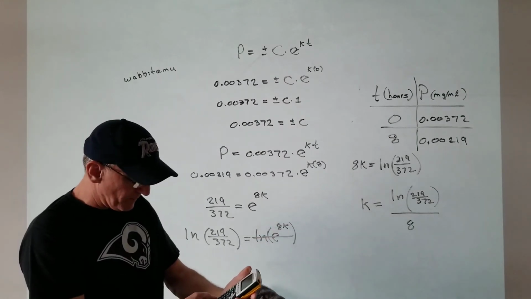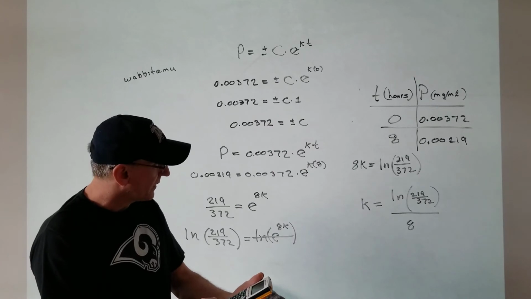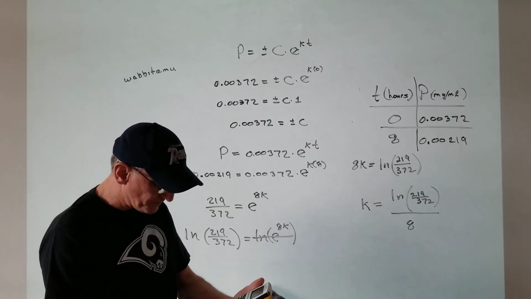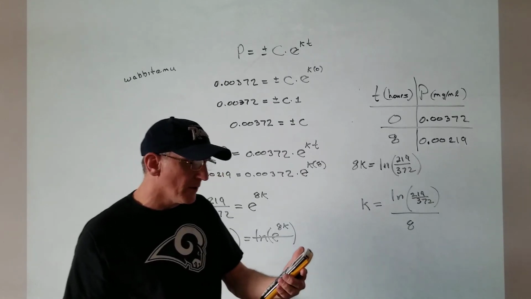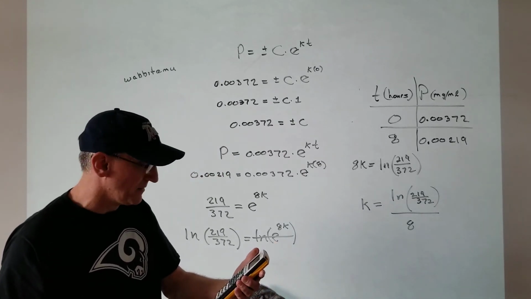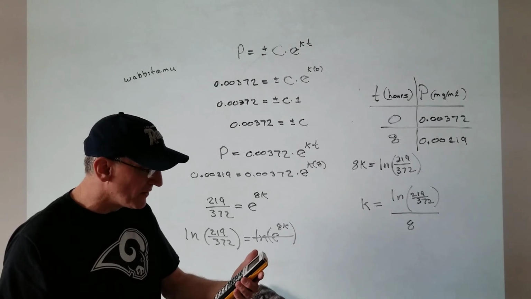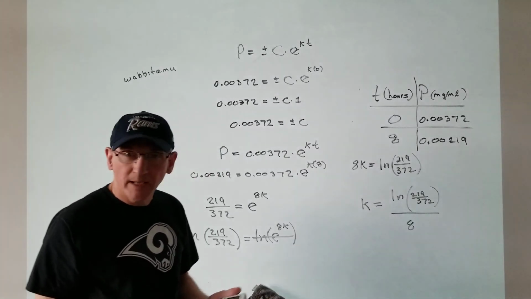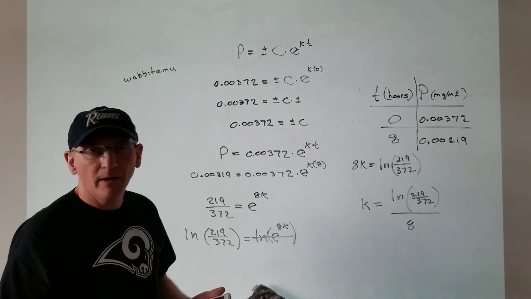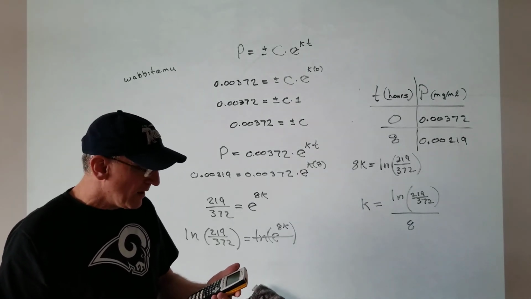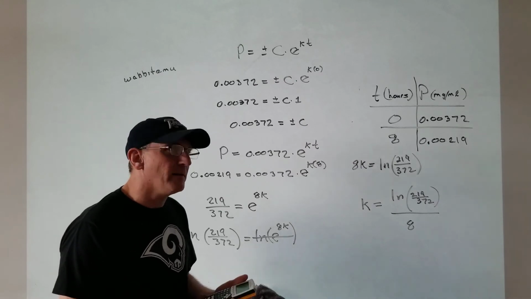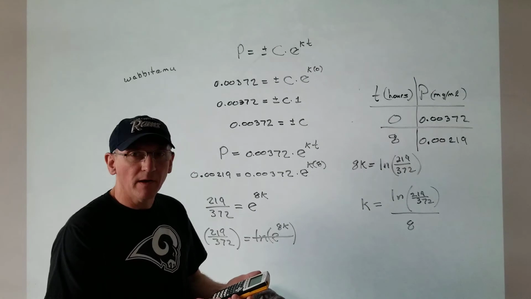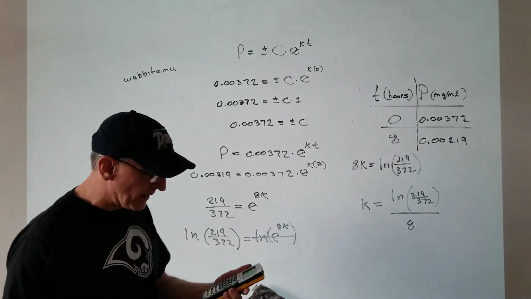So natural log 219 over 372 divided by 8 is negative 0.062277656. You honestly want to keep as much of that decimal accuracy as you can. Don't round it off to the hundredths place. Don't truncate it. Although it does basically mean that you're going to lose about 6.5% of your concentration of poison every hour. That's what the meaning of it is.